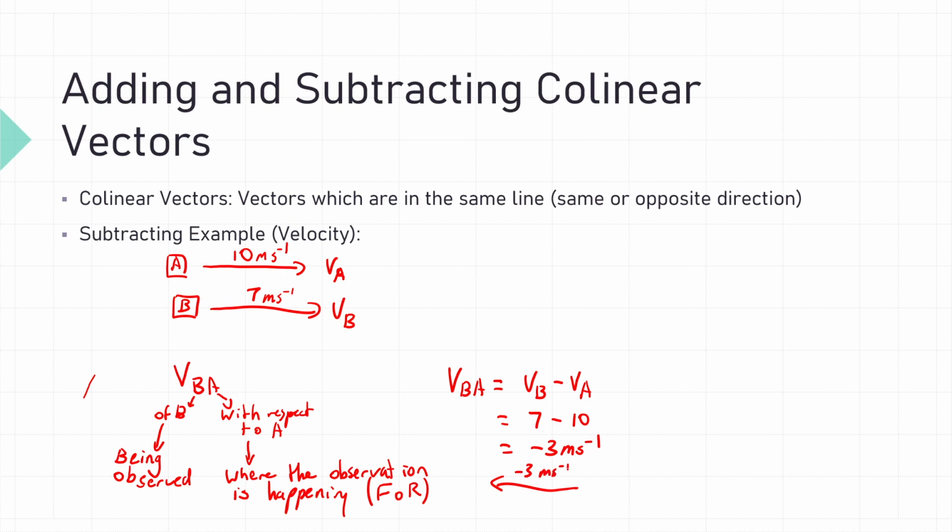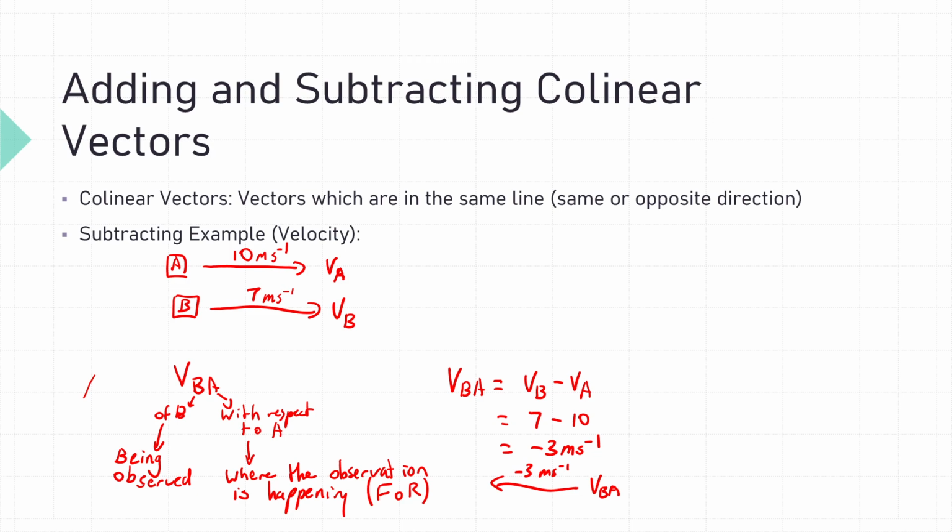And this vector here is VBA. What that means is if you were at A, standing, or on object A, or driving object A, or whatever the object is, and you're watching B, observing from the moving object, you would see B lagging behind, moving backwards compared to you.